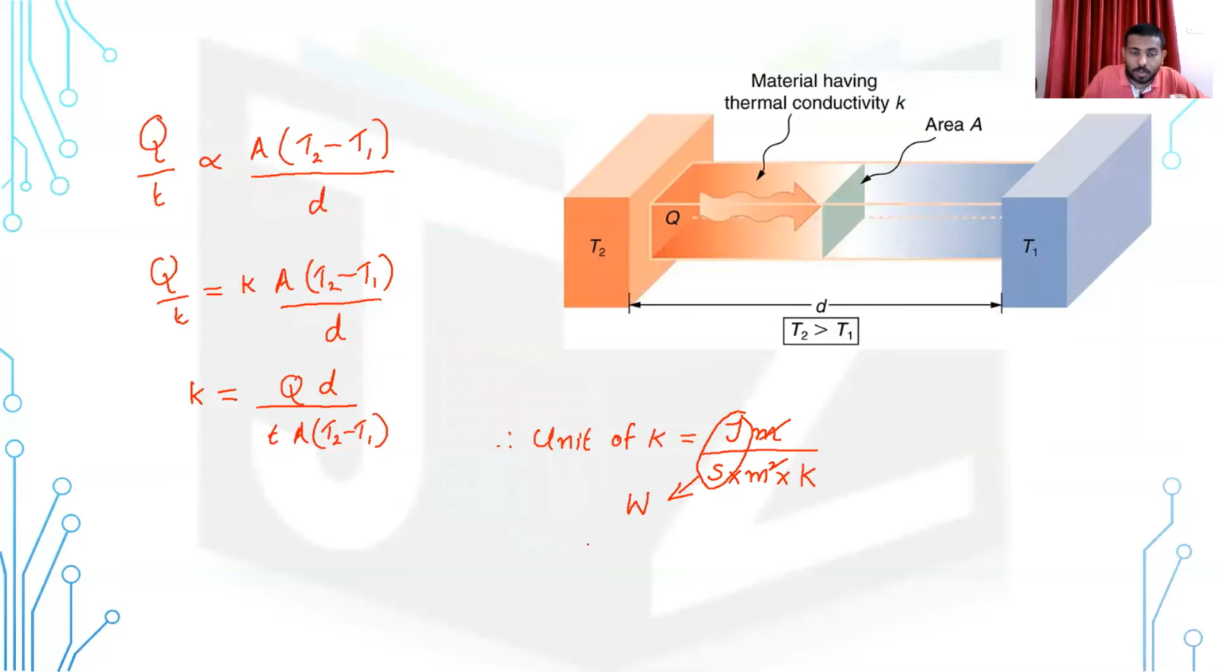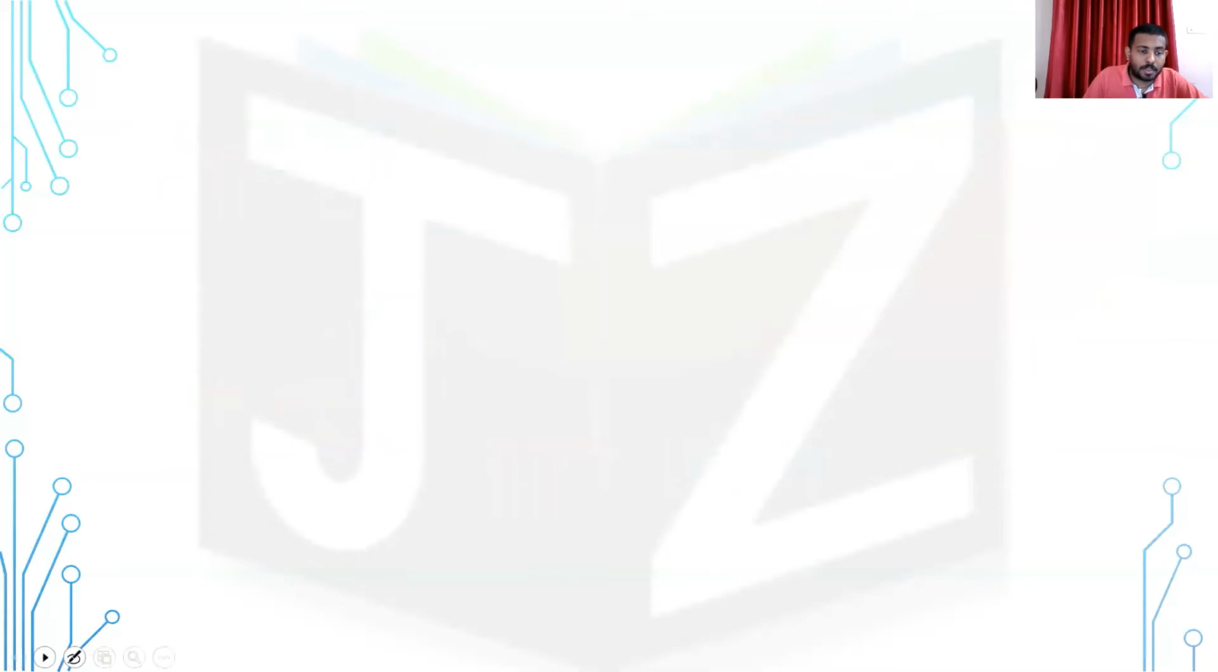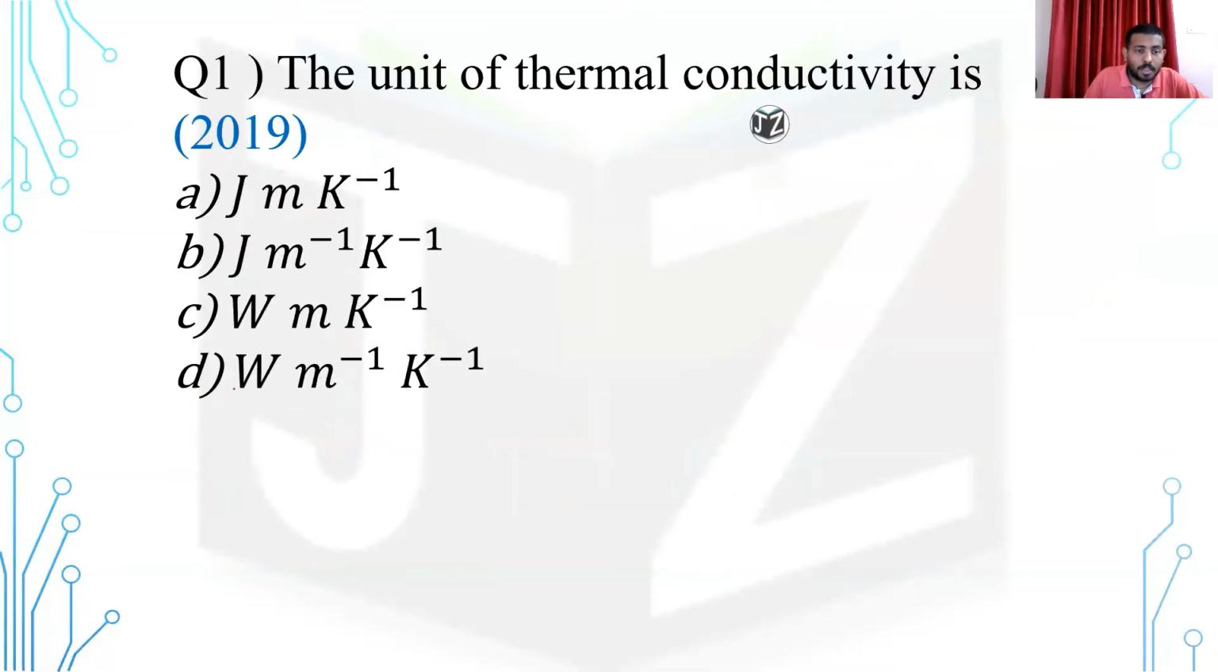So the unit of thermal conductivity K can be written as joule per second, that is watt, then meter inverse, also Kelvin inverse. The unit of K is watt meter inverse Kelvin inverse. So let us check the options. We have here watt meter inverse Kelvin inverse. So this is the answer. Let us move on to the next question.